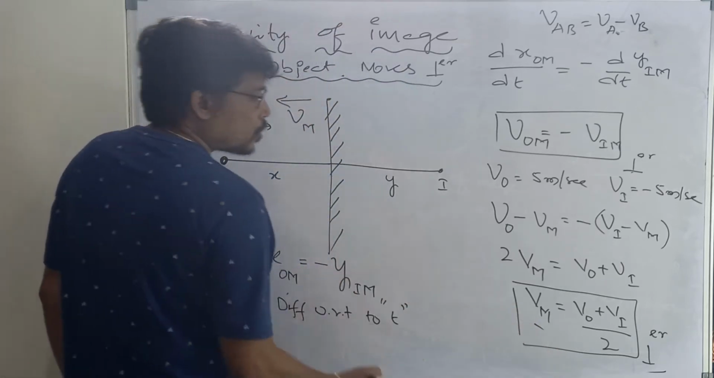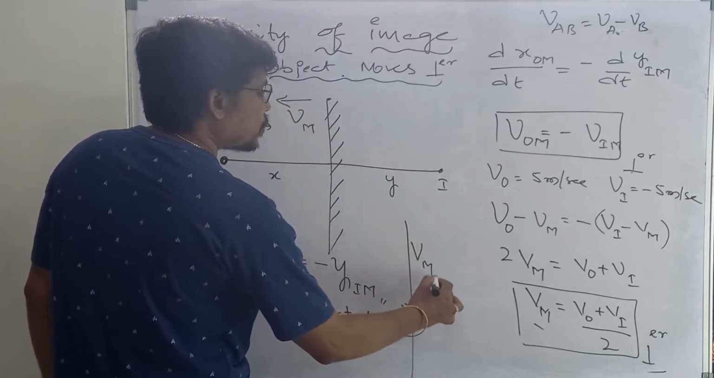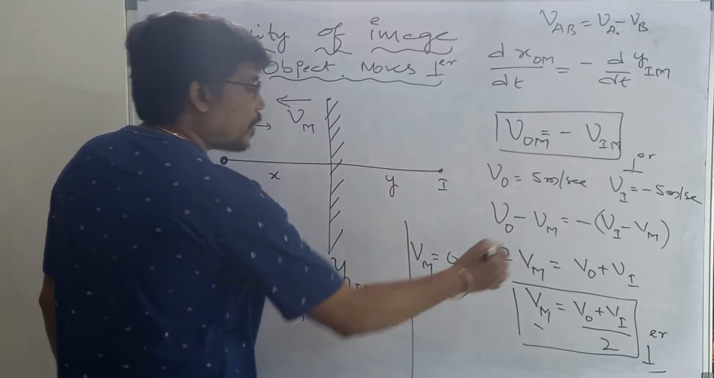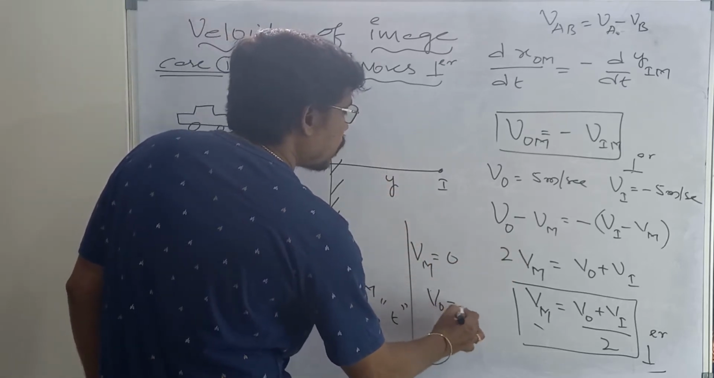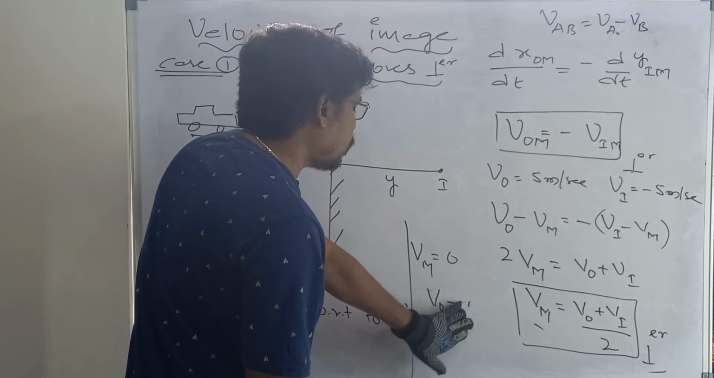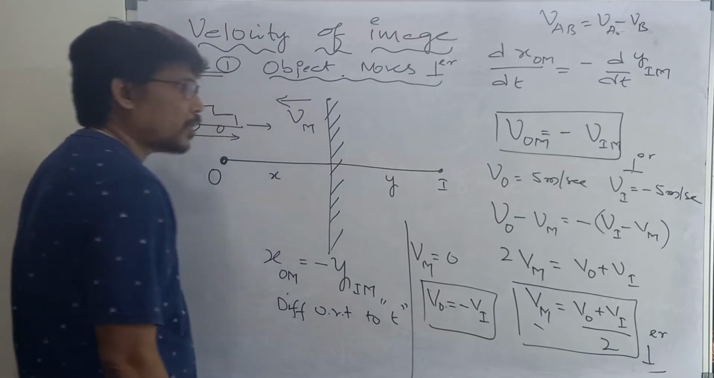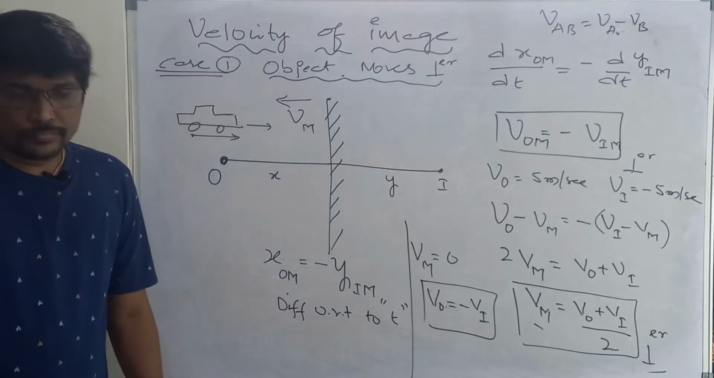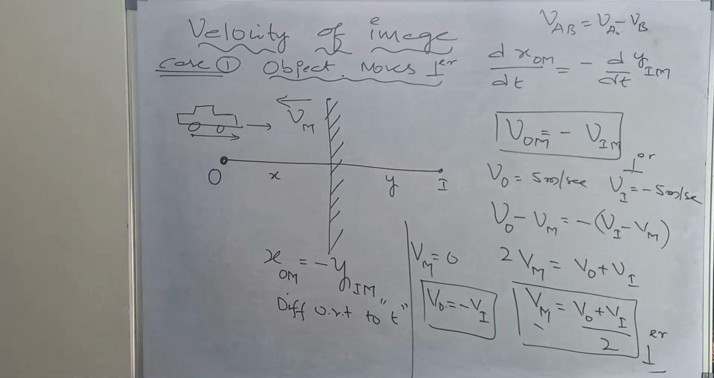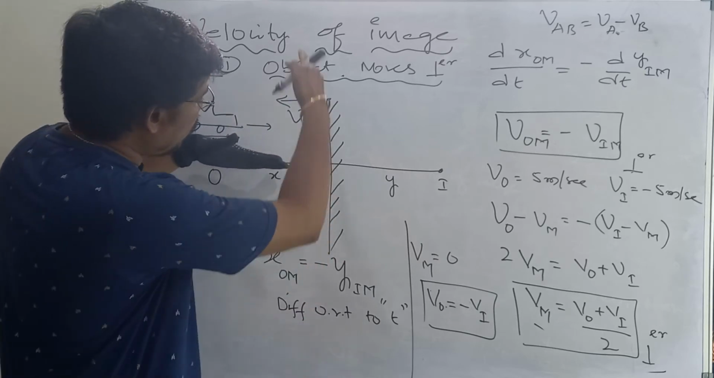So suppose the mirror is at rest, which means Vm is equal to 0. If Vm is equal to 0, what happens? Again you get the same result: V naught is equal to minus Vi. Okay, note down. So in this case, the object moves perpendicular to the plane of the mirror.